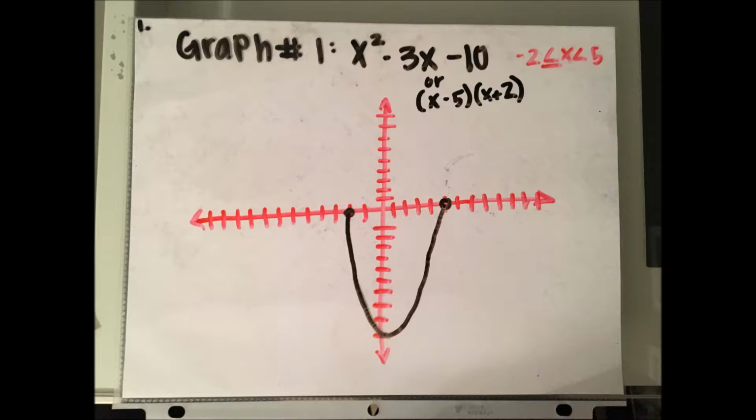Also, the reason that at (-2, 0) and at (5, 0) both of the dots are filled in is because the graph includes those points, so it includes -2 and 5 in the function.